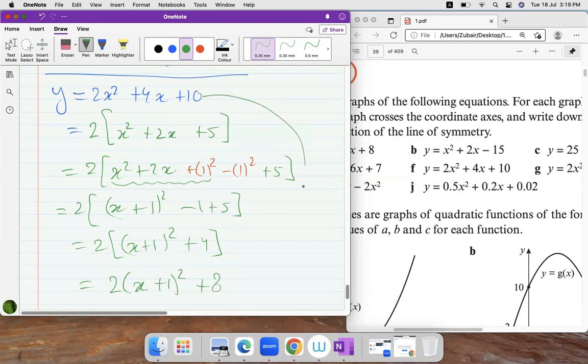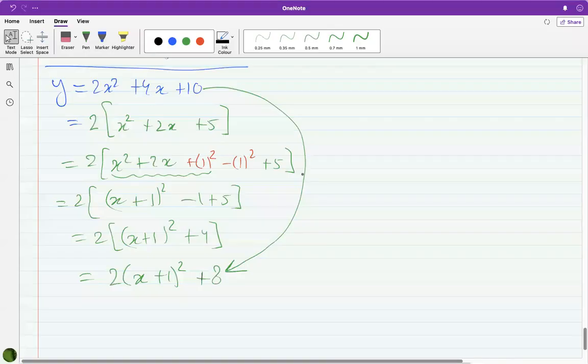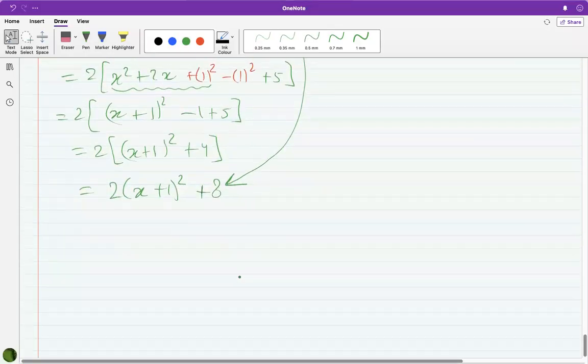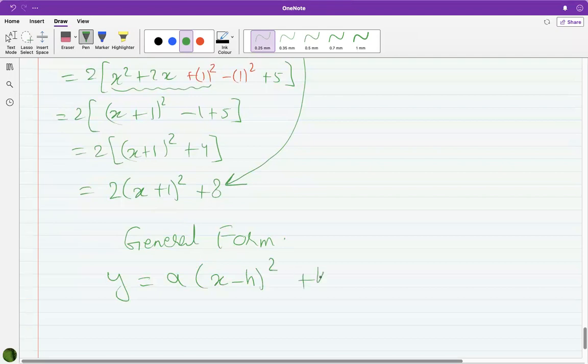So this looks entirely different than the main equation. Why are we doing this? For sketch, we need this. This is very particularly easy. It gives us the turning point and it tells how the graph would look like. General form is y is equal to a times x minus h whole square plus k. Does it look the same? A times x minus h whole square plus k. So what is the turning point? Turning point is always h comma k.